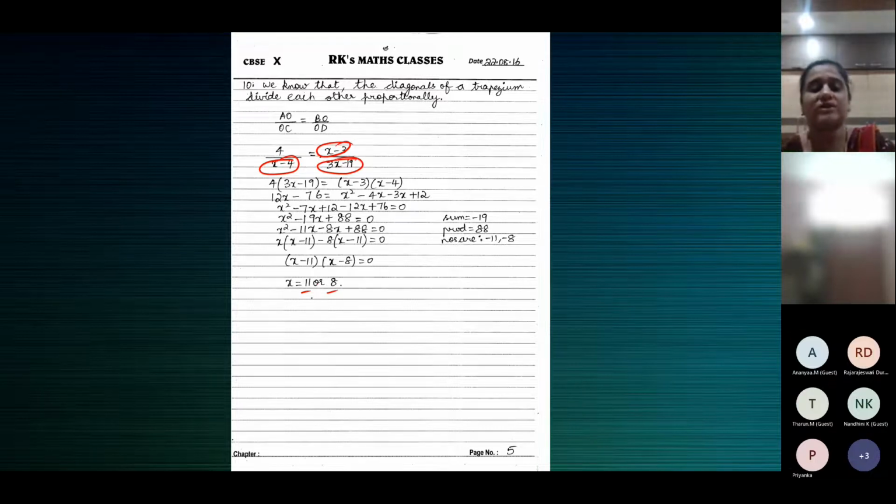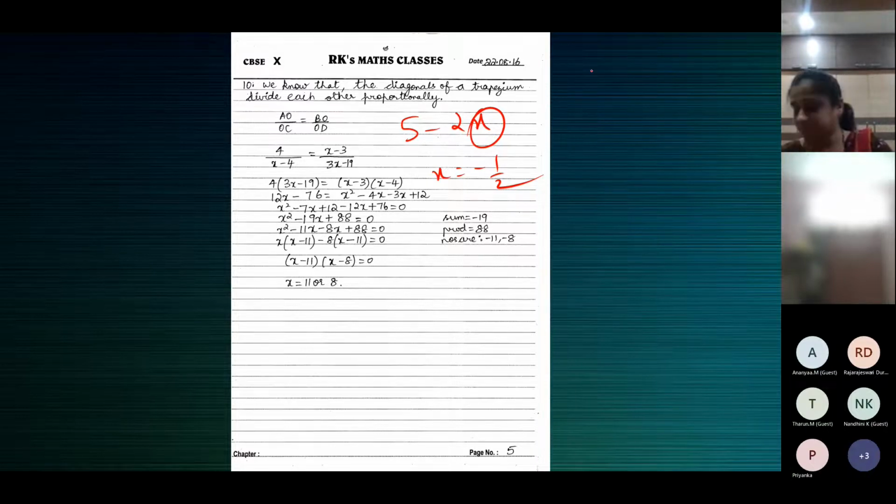So like that you have to reject. Not because it's a fraction or negative, not like that. It can be even negative, like I showed you. If x is minus half, it's fine. X can be minus half because when you use minus half here, it's 5 plus 1, 6. All right, children. So that's about this one.